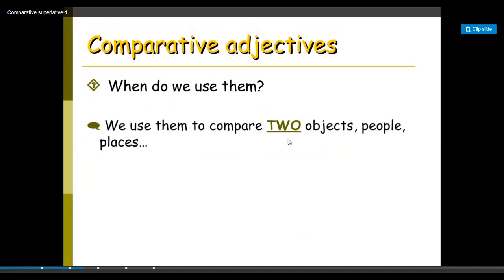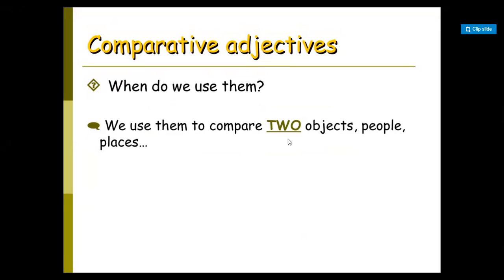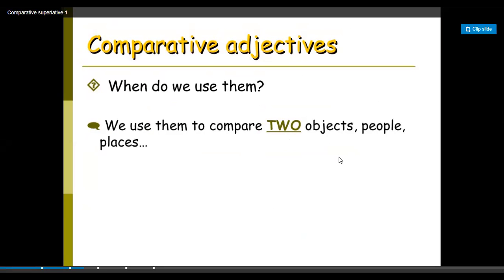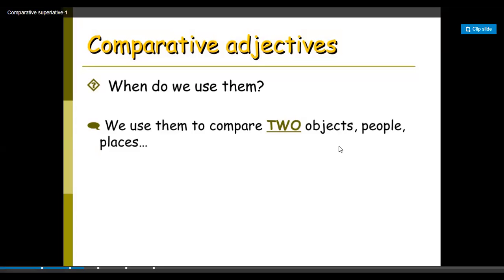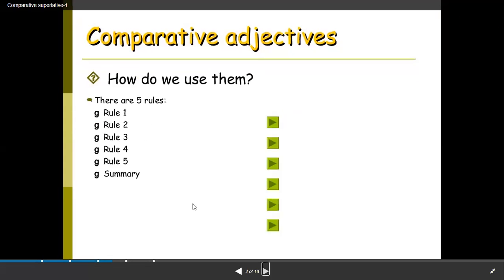For example, maybe I want to compare between Lin and Ghalia, or between Ghalia and Malak, or between me and Watin. Or for example, I want to compare between Dar Farsan school and Dar Jannah school. Or I want to compare between Huawei phone and iPhone. Then I will use comparative adjectives. Comparative means two, a relationship between two.